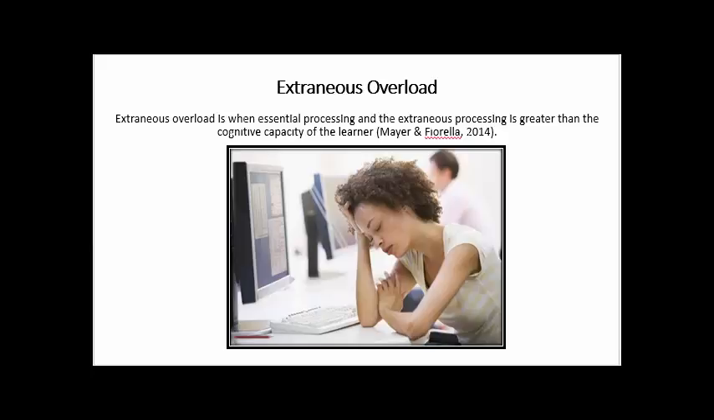There are numerous principles that can aid in minimizing such overload. In this video, I will focus on the principles of signaling, spatial contiguity, and coherence. For each principle, I will define it, then explain its relationship to the cognitive load theory, followed by a demonstration of how to use this principle in your own course instruction.